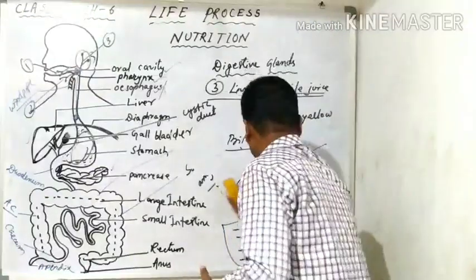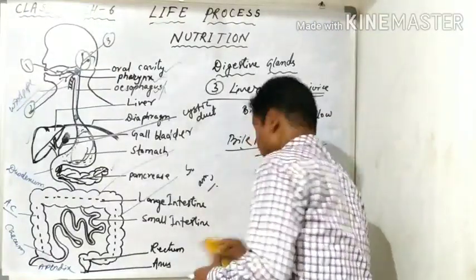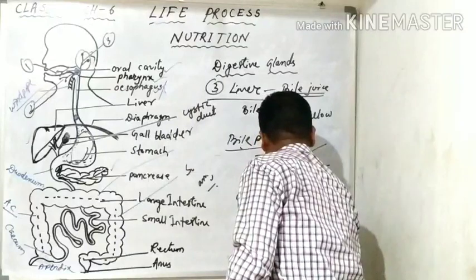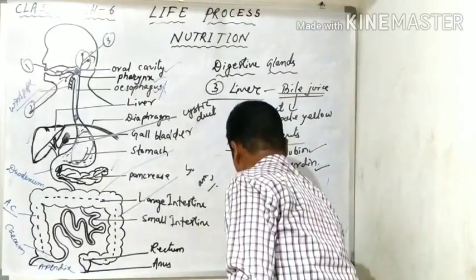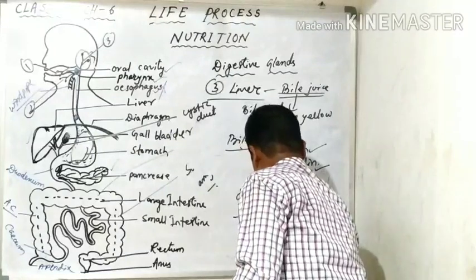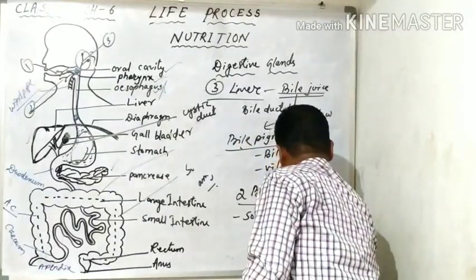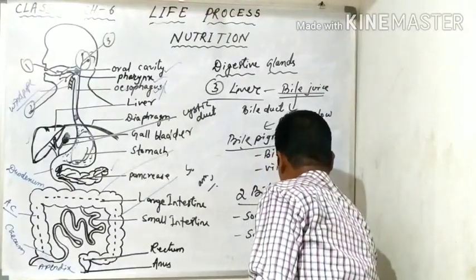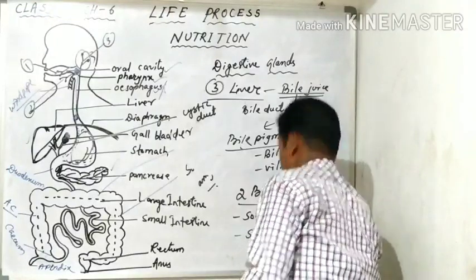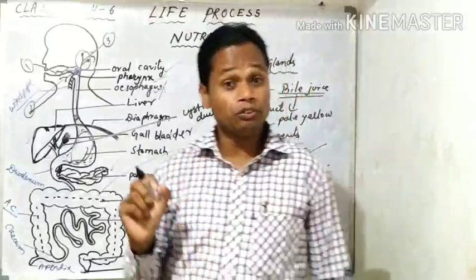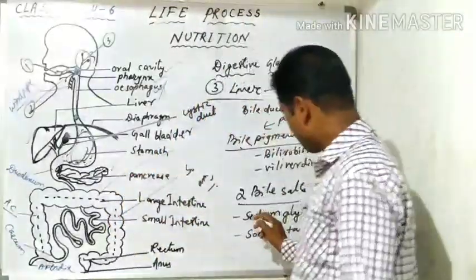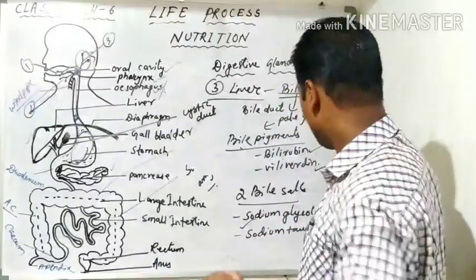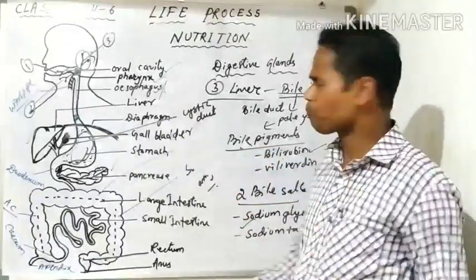Similarly, the bile juice contains two bile salts. Number one is sodium glycolate, and the second one is sodium taurocholate. Very important objectives from a medical point of view, it is also very useful. Remember, two bile salts are present in bile juice: sodium glycolate and sodium taurocholate.